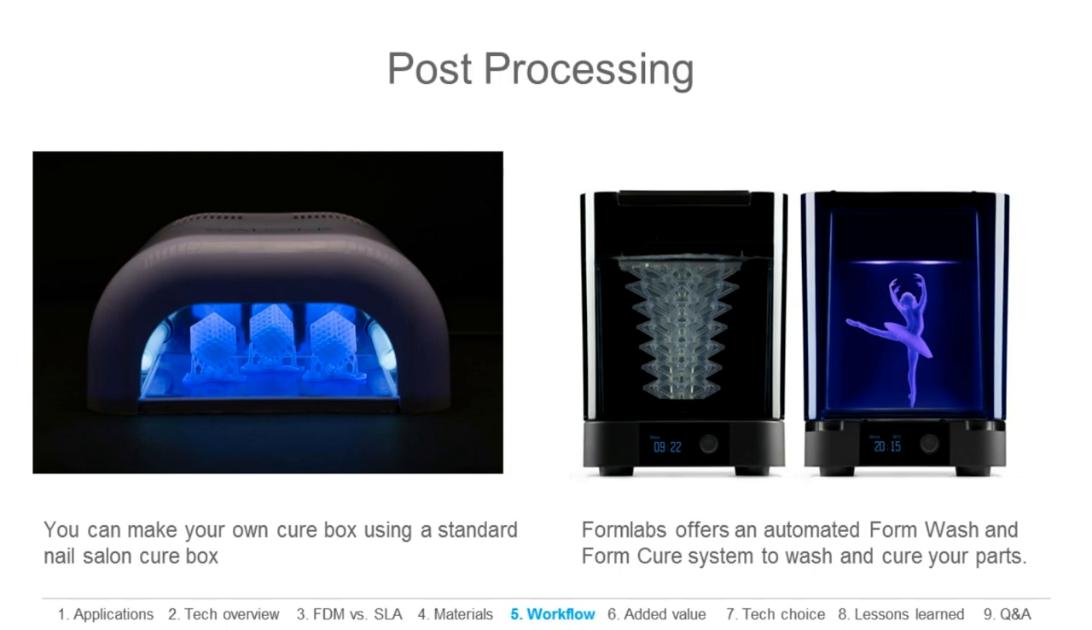Moving on to post-processing. For parts printed in an engineering or biocompatible material, we do recommend allowing your parts to cure additionally in a UV cure chamber. This allows the materials to reach their full material property potential. You can create your own UV chamber with a basic nail salon UV box, which is pictured there on the left-hand side. Or Formlabs also has an automated wash and cure solution that washes and cures your parts for you. After your part is cured, you can go ahead and sand off any support marks that are left and brush your part in mineral oil to get that nice smooth finish.